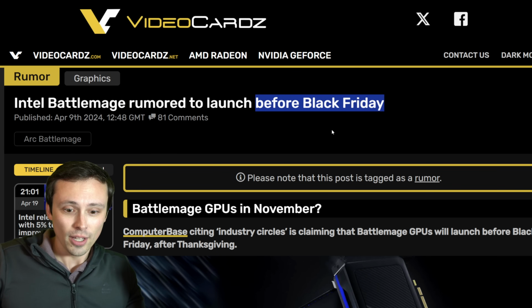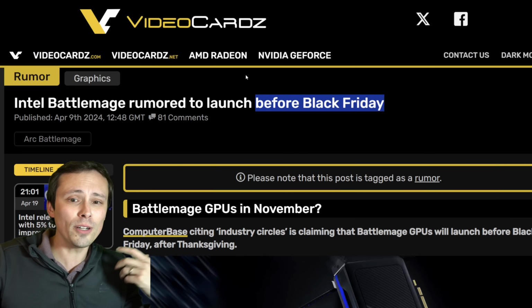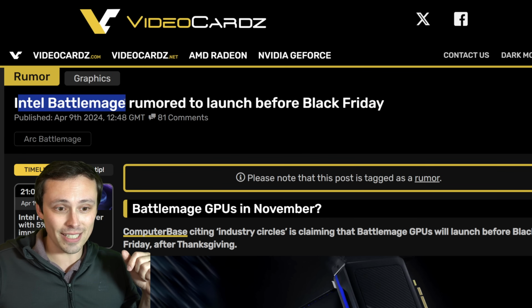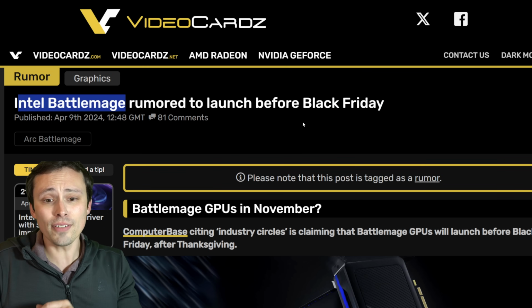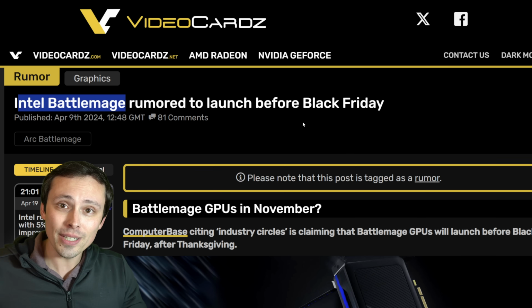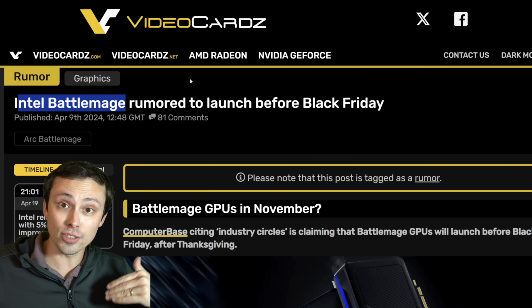Anyway, in other hardware news, but this one's definitely got to be up there on the rumor side of things, we are getting Computer Base citing industry circles, talking about when are we getting Battlemage GPUs? When are we getting those next-gen Intel GPUs? A lot of us want them, but my concern right now is that they're going to come too late. Because that kind of already happened to Intel's Arc GPUs.